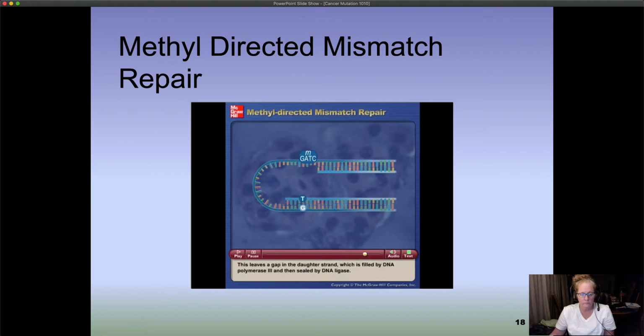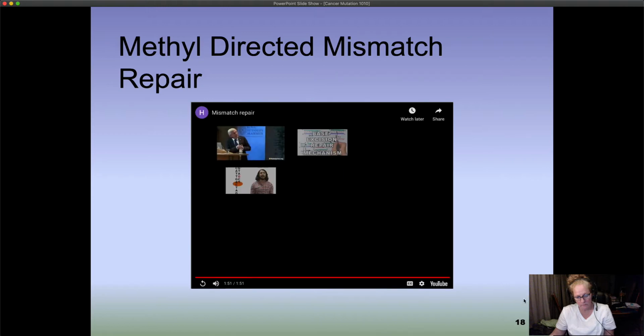This leaves a gap in the daughter strand, which is filled by DNA polymerase III and then sealed by DNA ligase. The end result is that the mismatch has been replaced with the correct base pair as indicated by the original DNA strand.